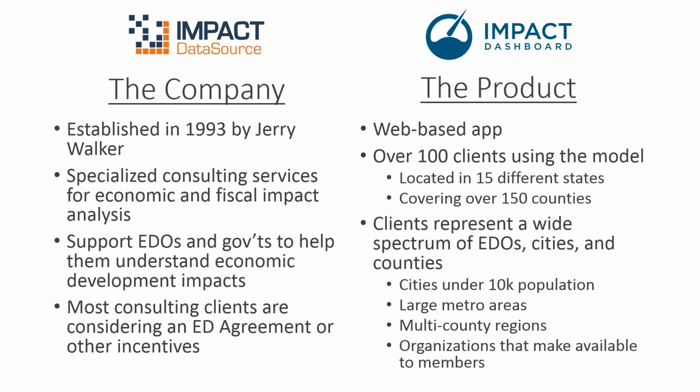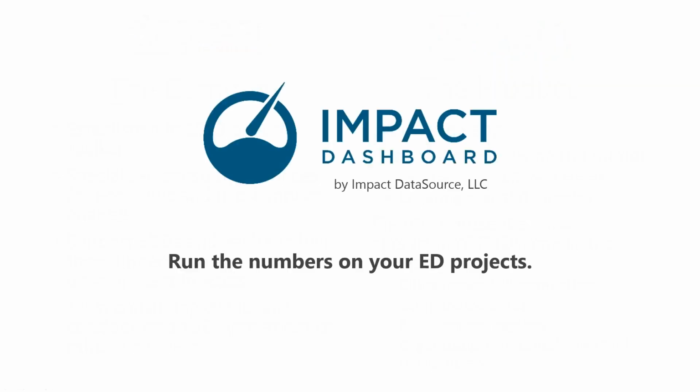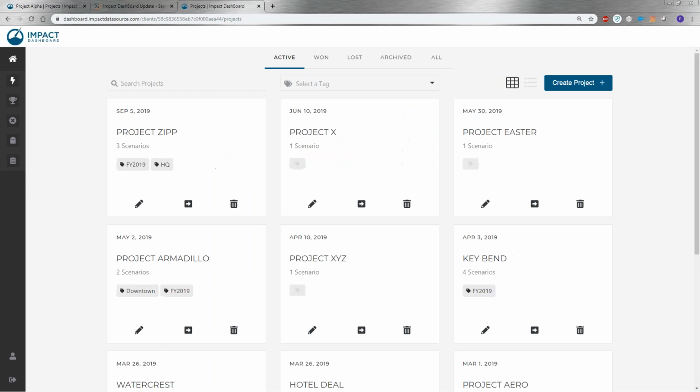So let me switch over now to Impact Dashboard and walk through an example of what this all looks like and what Impact Dashboard allows you to do. Here I'm looking at a list of all of the projects that I've created in Impact Dashboard. If you were just starting out, you wouldn't see any tiles here. But in my case, you can see I've got a bunch of different tiles. And I'm going to click on one of them. I'll click on Project Zip here.